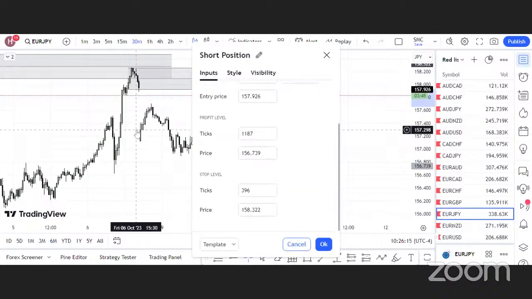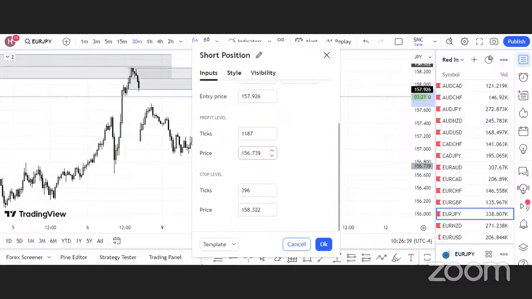Euro JPY. This is it. So the take profit is 156.739. That's the take profit. Okay, 156. I hope you guys can see this. Let me just write it out boldly.